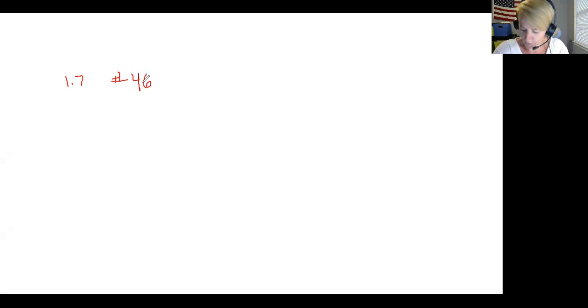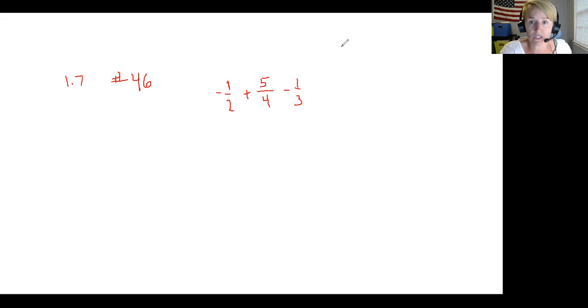So doing problem number 46 from 1.7, and it looks like it is on page 30, and the directions just say simplify. So I'm going to solve number 46. So it's negative 1/2 plus 5/4 minus 1/3.